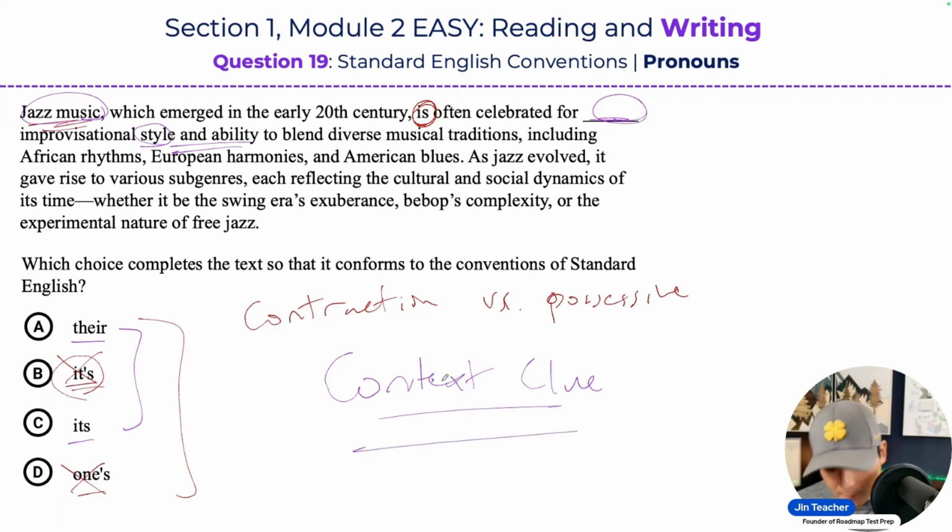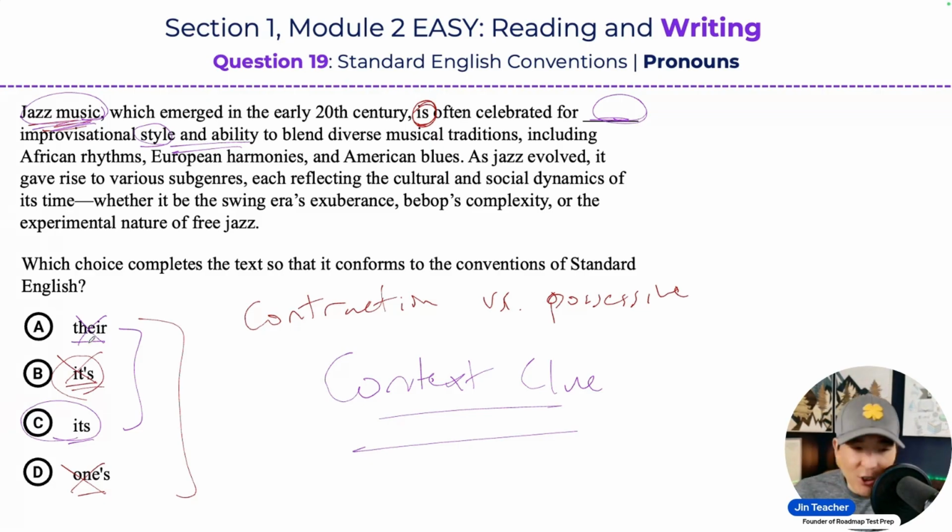So here, jazz music, is that a singular or a plural noun? Well, jazz music is a singular noun, because we don't have an S after music. It's just jazz music. So because it's a singular noun, what's the correct answer? Well, we know it's got to be C, the singular possessive. We can cross out A because that's the plural possessive form. And that'll be it, you guys.